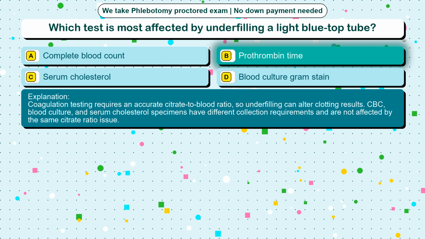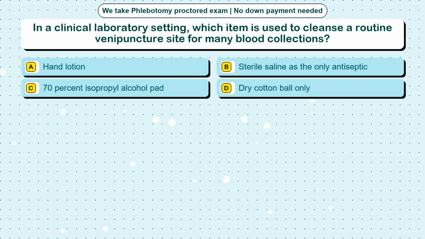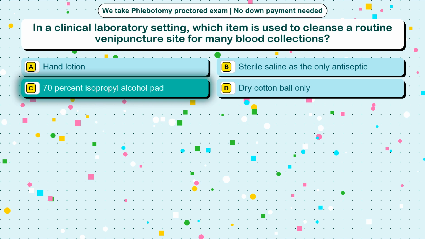CBC, blood culture, and serum cholesterol specimens have different collection requirements and are not affected by the same citrate ratio issue. Question 43. In a clinical laboratory setting, which item is used to cleanse a routine venipuncture site for many blood collections? Option A. Hand lotion. Option B. Sterile saline as the only antiseptic. Option C. 70% isopropyl alcohol pad. Option D. Dry cotton ball only. The correct answer is option C.